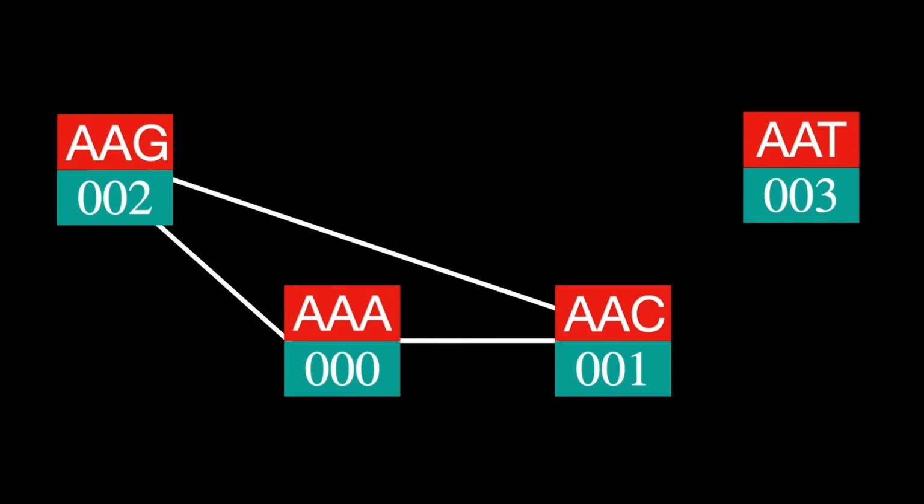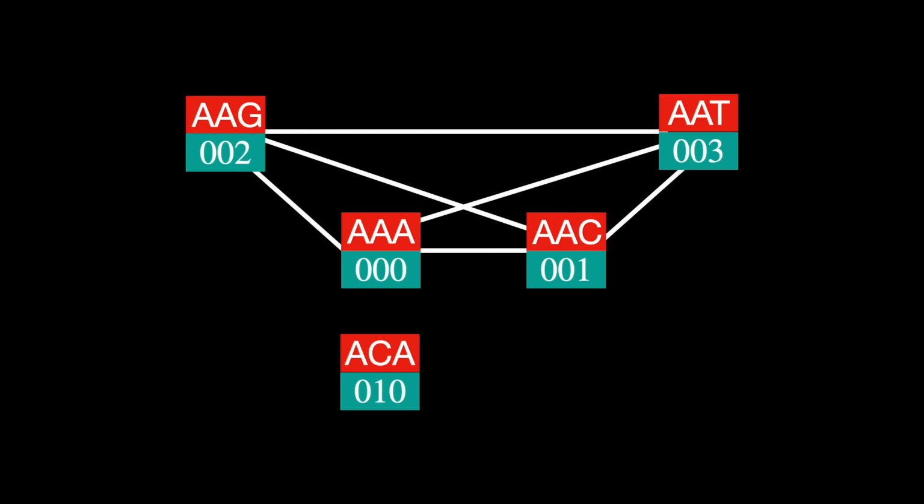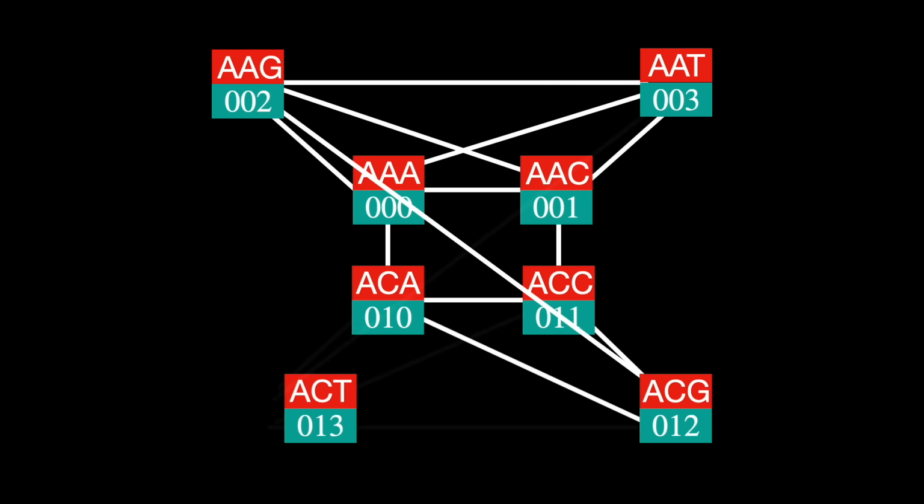If we continue this process up to ACA or 010, we notice that it has an edge only with AAA or 000, but not with the others that come before it. This is because they differ by more than one character. But it can still have more edges connecting it with the later genotypes in the sequence. Let's go on and build this bricklayer's graph up to n equals 10 vertices.